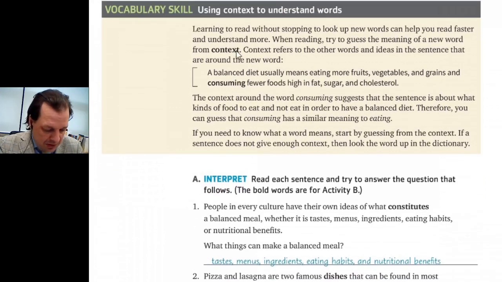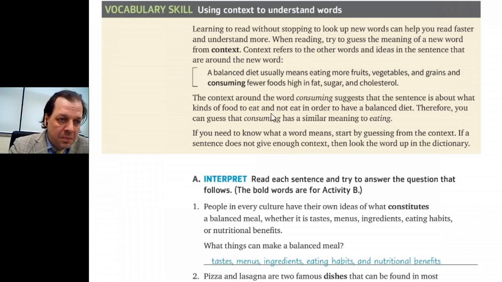Vocabulary skill is using context to understand words. Learning to read without stopping to look up new words can help you read faster and understand more. To do this, when you're reading, try to guess the meaning of a new word from context. Context refers to the other words and ideas in the sentence around the new word.